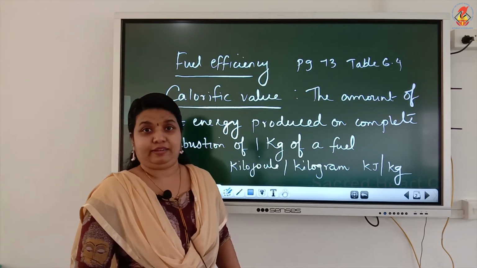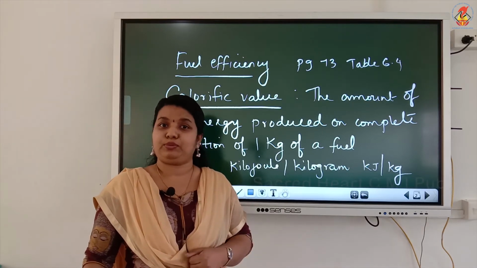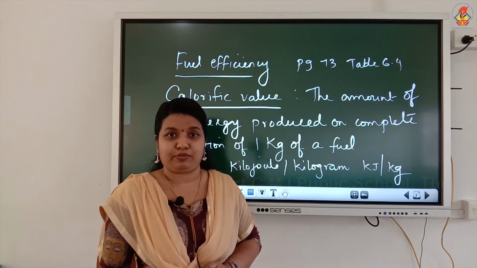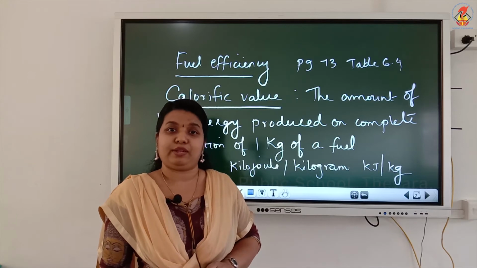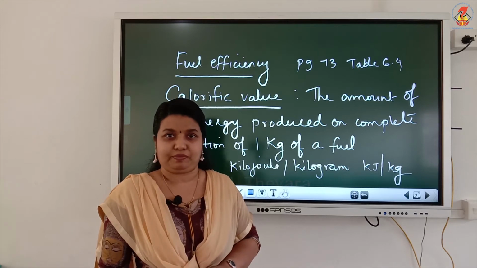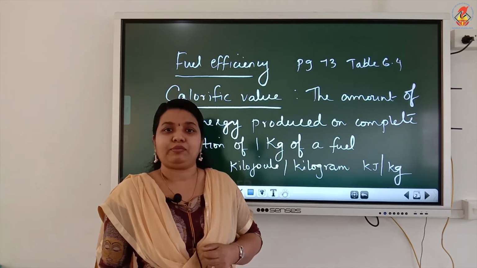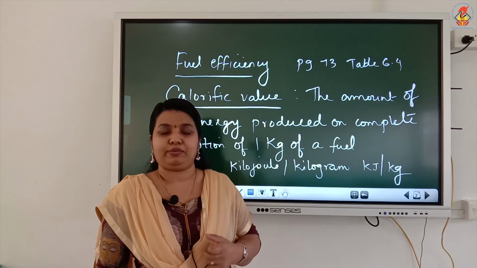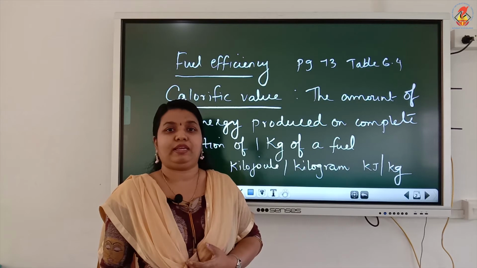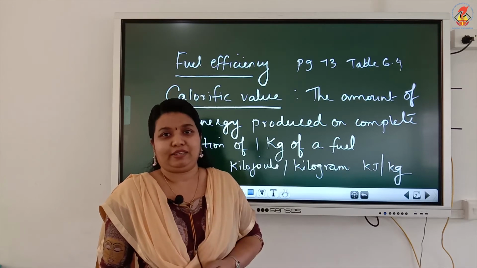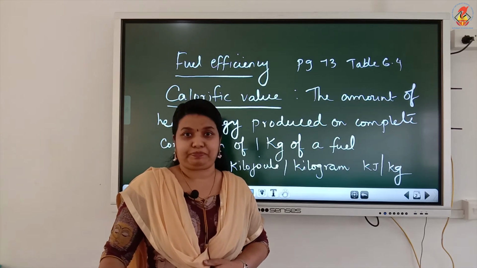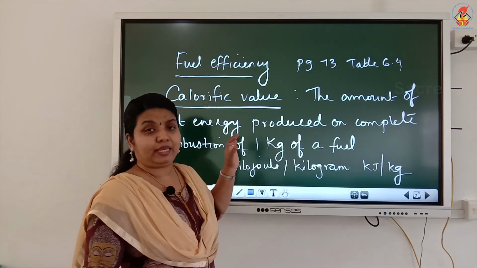So, hydrogen has the highest calorific value. You can go through Table 6.4 and see that 1,50,000 kilojoules of energy is produced when 1 kilogram of hydrogen is burned. Scientists are working on how to make use of hydrogen as a fuel. Hydrogen is highly inflammable. Hydrogen is considered a fuel of the future. Okay, so that's about calorific value.